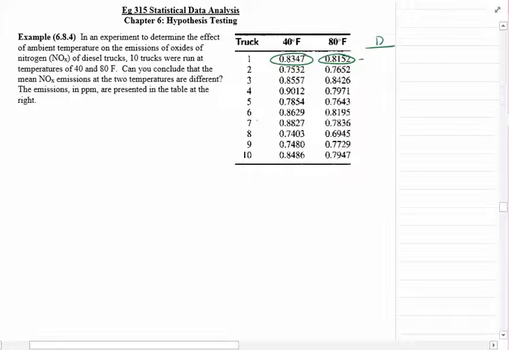If they used 10 trucks for 40 degrees and 10 new trucks for 80 degrees, then there would be no natural pairing. So again, on the exam, take a minute to really think through that because it's an easy mistake to make. It's a pretty major mistake. So know when to do the paired t-test and when to do a test of two independent measurements, the difference between two means.